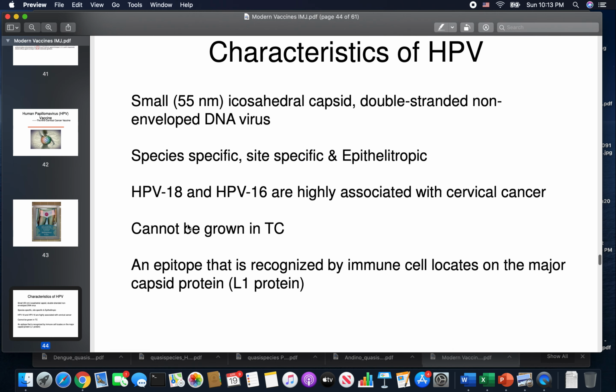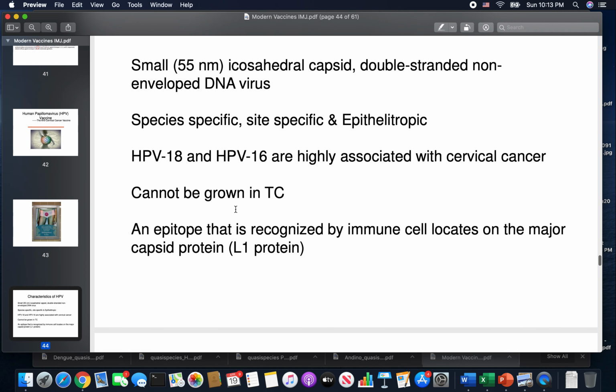So yeah, what is this thing? This is a virus that I believe we've already covered. It's a little tiny virion, only 55 nanometers, icosahedral shape, double-stranded DNA virus, no envelope, just a protein shell on the outside. There are going to be papillomaviruses that are species-specific, site-specific, and specific to a particular part of the epithelial layer. Like I was saying, they're going to like basal cells in particular.